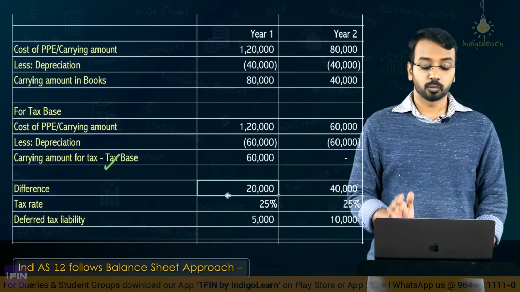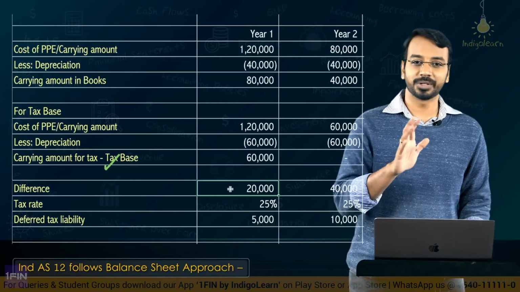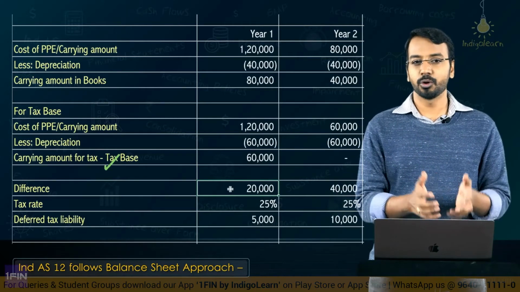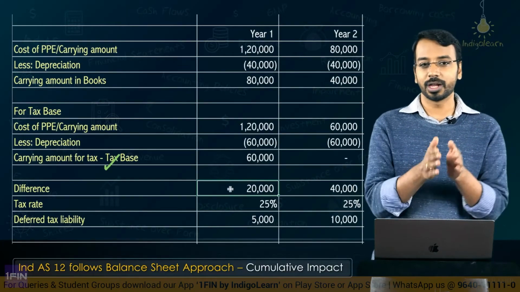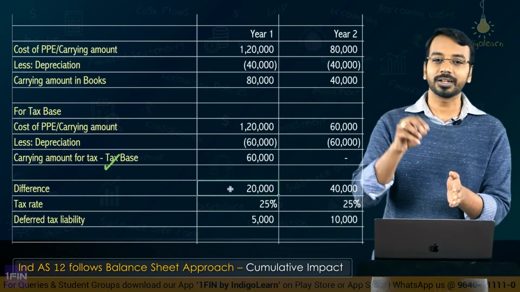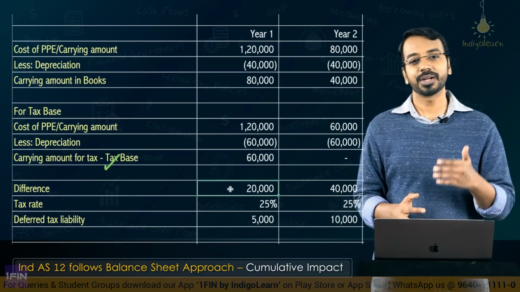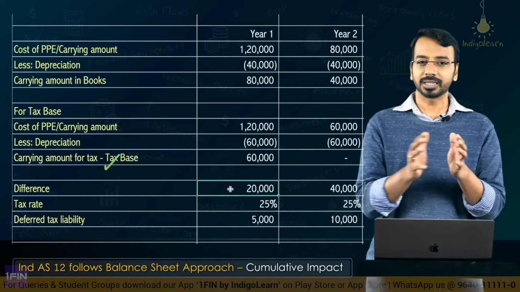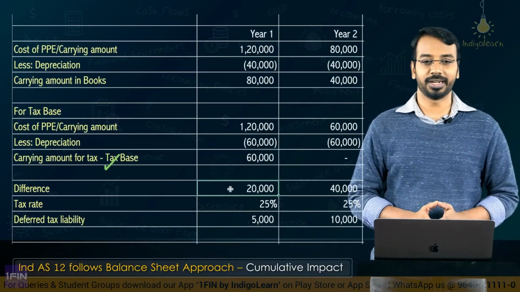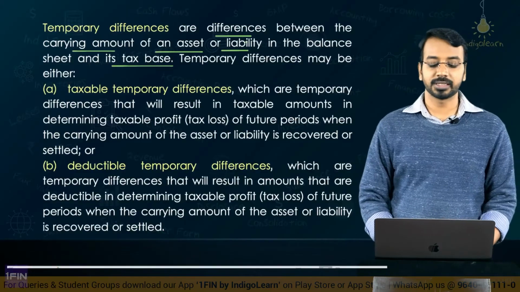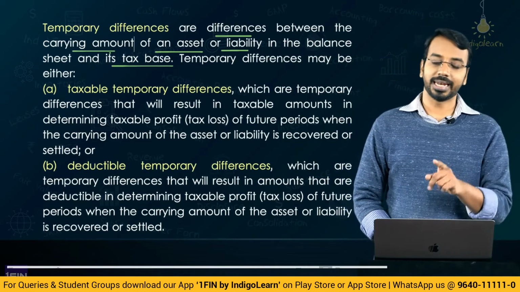Okay. Now, one thing that you have to keep in mind is this 20,000 of difference has indirectly arisen because of difference in depreciation. And when we follow the balance sheet approach, we are looking at the cumulative impact over a period of time. So we are looking at the cumulative impact of all the differences in depreciation as on a particular date, instead of the income approach where we compare the depreciation on a year to year basis. Under the balance sheet approach, we are looking at the cumulative impact of the differences as on a particular date, right? So the temporary differences are differences between the carrying amount of an asset or liability in the balance sheet and its tax base.